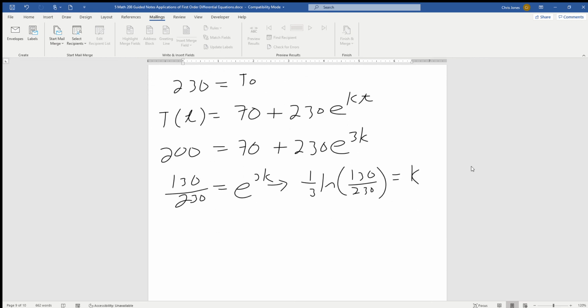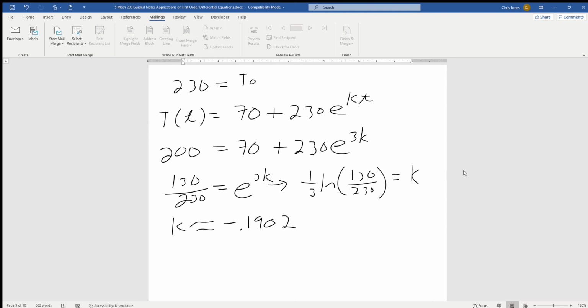All right. And let's just go ahead and throw that in our calculators. So 1/3 ln of 130 over 230. I get negative 0.190 approximately for k. Let's just say 0.1902, so we can be pretty precise with this.